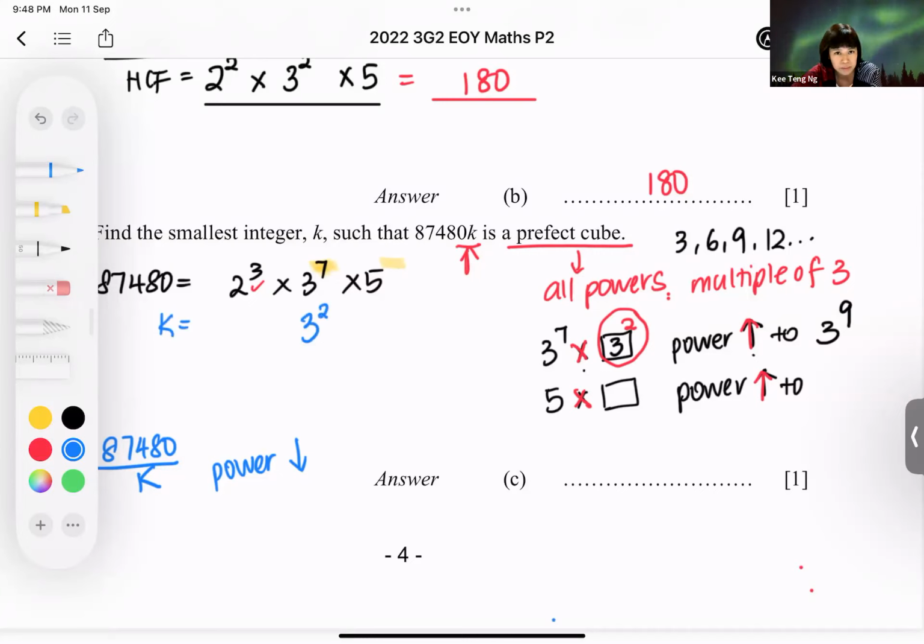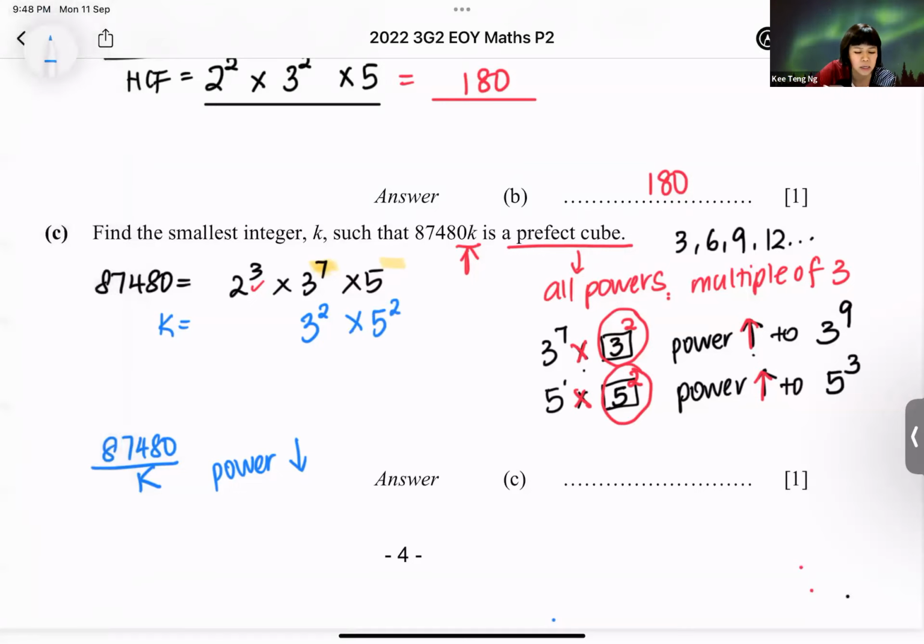Okay. Let's take a look at 5. 5 over here is just 5 to the power of 1. If I'm going to increase the power to make it a multiple of 3, 5 to the power 1 will become 5 to the power 3. So what do I need to multiply here? I need to multiply 5 to the power of 2. Which means for my k, I need to multiply by 5 squared.